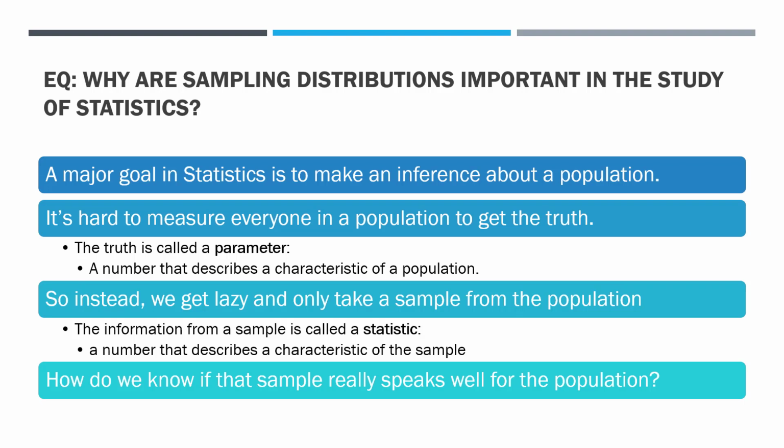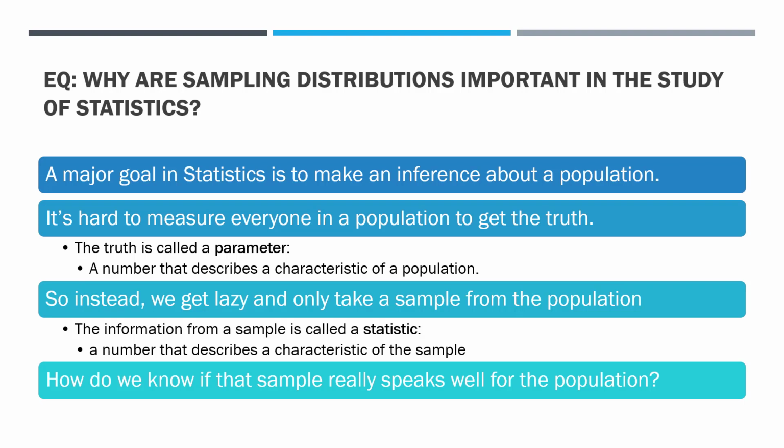But because that's really difficult to do, to go out and measure every single individual, we instead get lazy and we only take a sample from the population. Now the information we get from that sample is what's called a statistic. It's simply a number that describes a characteristic of that sample. Well, that should beg the question, how do we know if that sample really speaks well for the entire population?